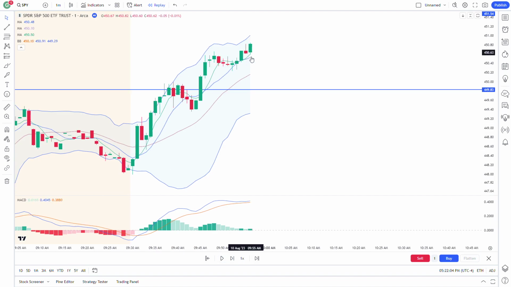All right, so coming back in, this is the 5 minute, I'm sorry, this green line should not even be on there.